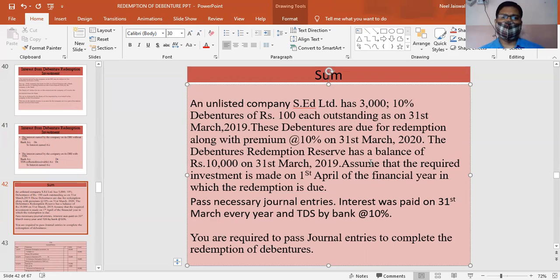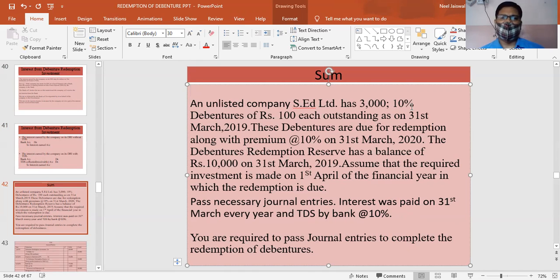The debenture redemption reserve, and there is a balance of 10,000 in the reserve also. We have to assume that the required investment is made on 1st April, as given over here, of the financial year in which the redemption is due. Pass necessary journal entries as required by the provisions of the law, that means DRR, DRI, the redemption entry, as well as the interest entry along with TDS. The TDS is 10%, and interest on debenture is also 10% as given over here, 10% debenture.